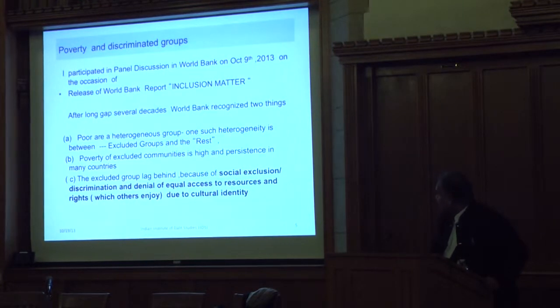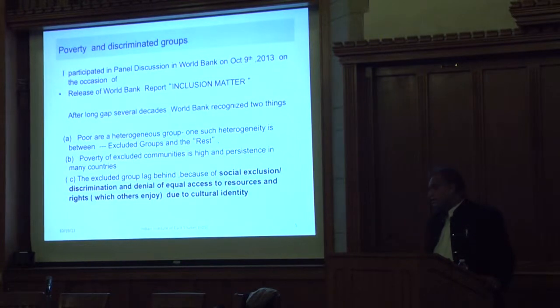One, the poor are not a heterogeneous group, and one such heterogeneity is between the excluded group and the rest. So poor is not a homogeneous category. Within the poor there are groups, and their problems are similar but also differ from each other, and therefore solutions are different. Poverty of excluded communities is high and persistent in many countries.